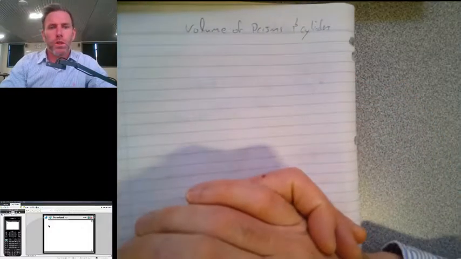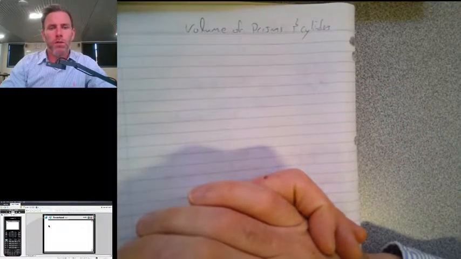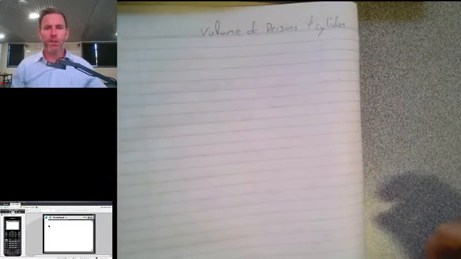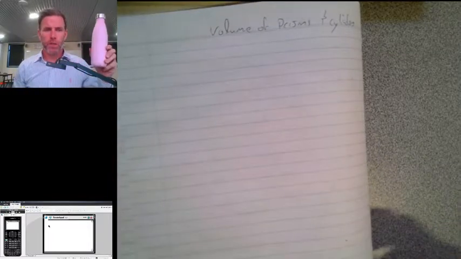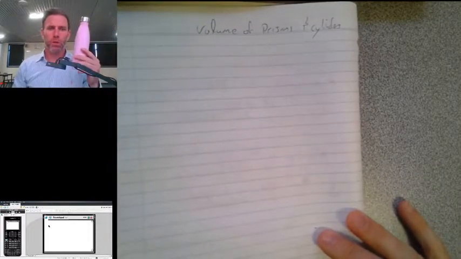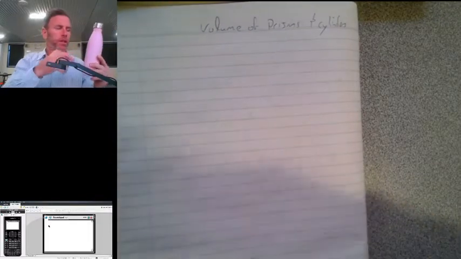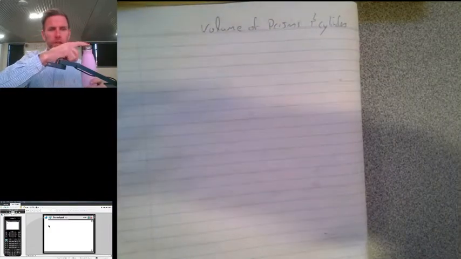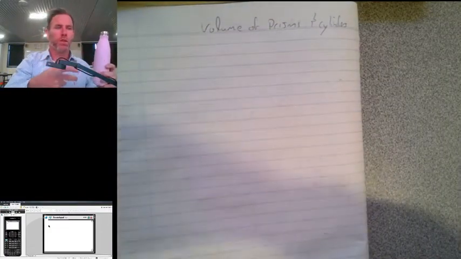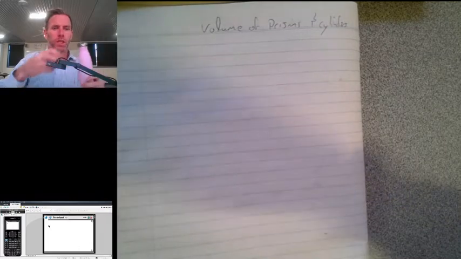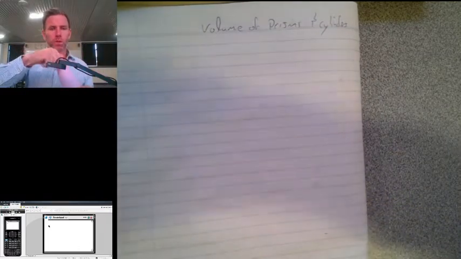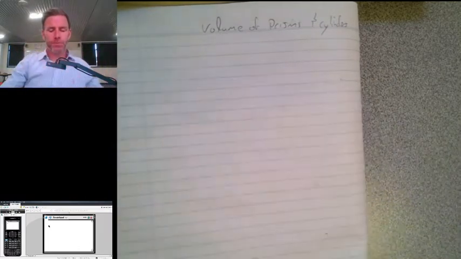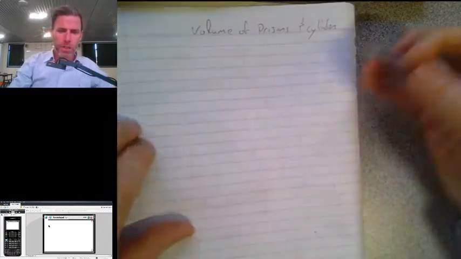Hi, so today we're going to look at volume of prisms and cylinders. So volume is the space inside an object. If we go back to this bottle again, previously we looked at the bottle and we talked about total surface area around the outside. Volume is the space inside. So if I was to open it, how much water can I fit in there, or how much room is in there essentially. So when we look at volume, we look at the space inside an object.